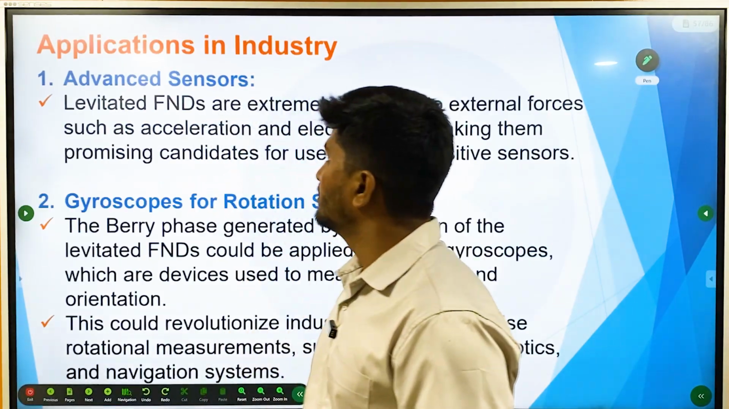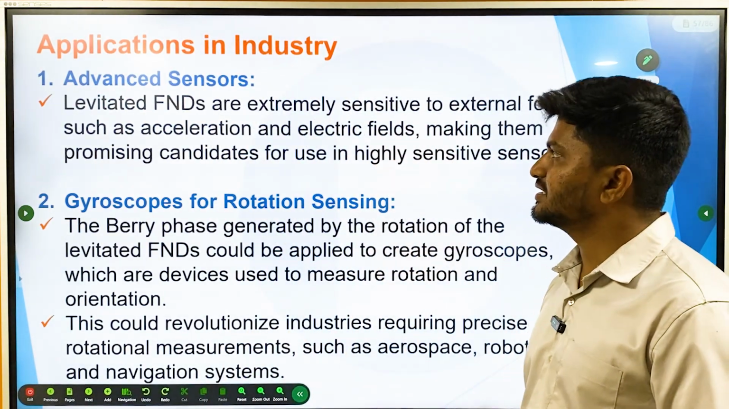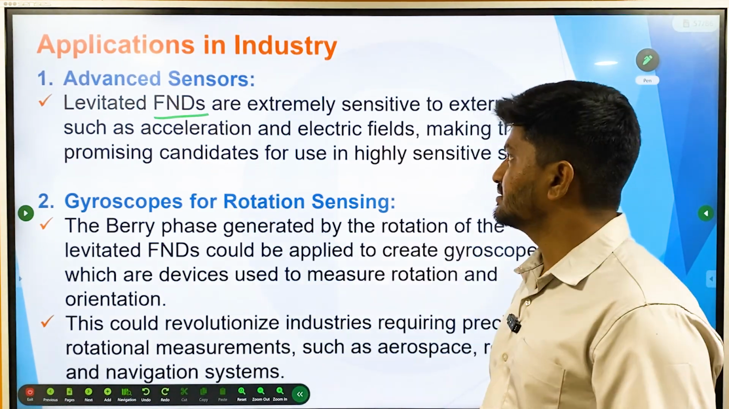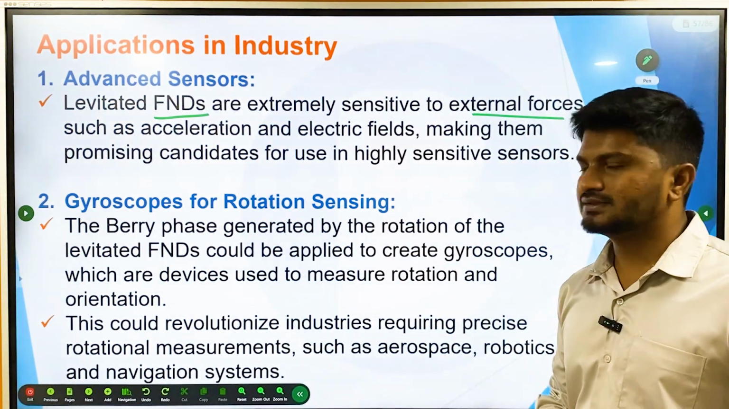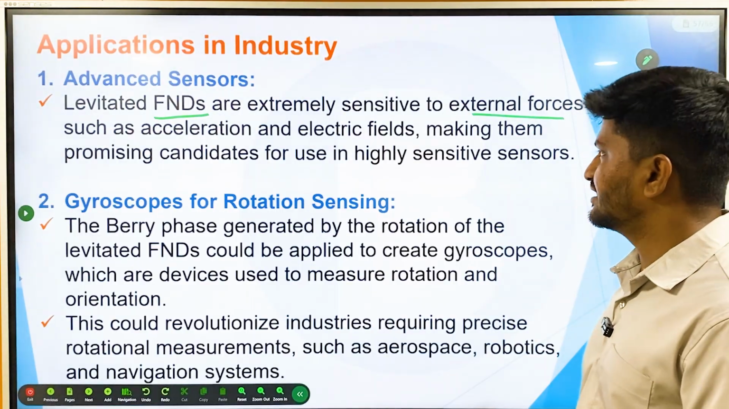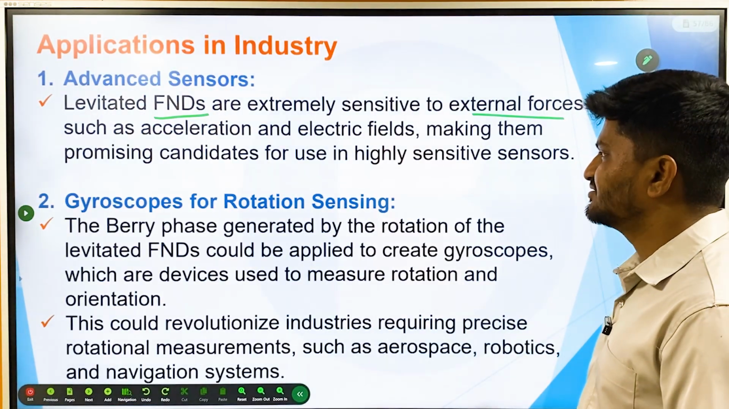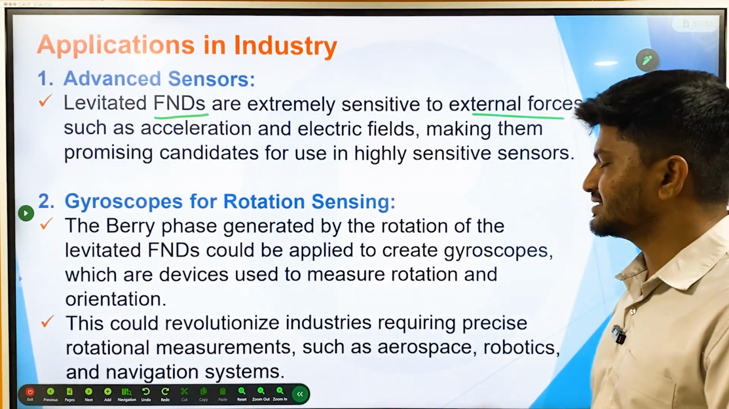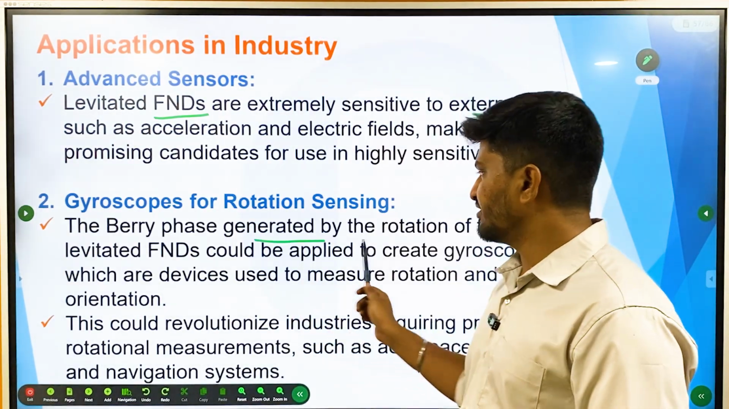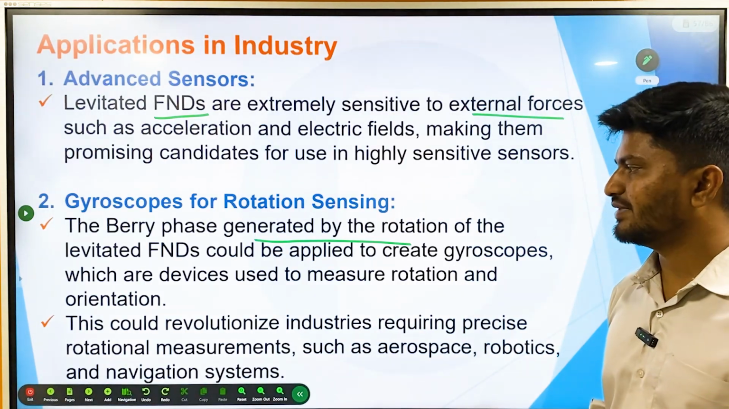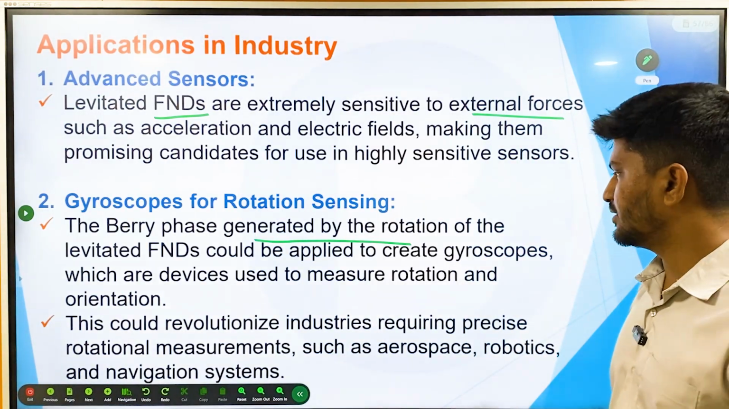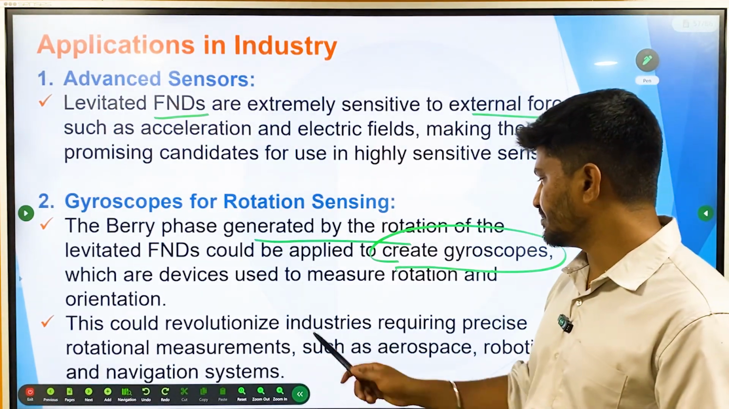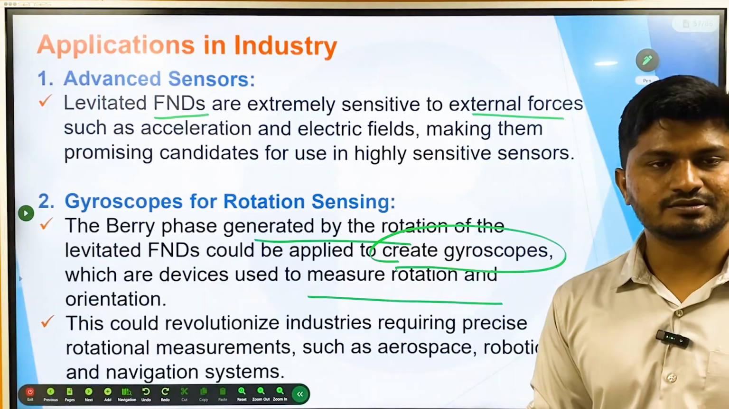Then about the applications of FNDs in the industries. In advanced sensors, levitated FNDs are extremely sensitive to external forces such as acceleration and electric fields, making them promising candidates for use in highly sensitive sensors. Then gyroscopes for rotation sensing. The Berry phase generated by the rotation of the levitated FNDs could be applied to create gyroscopes, which are devices used to measure rotation and orientation.